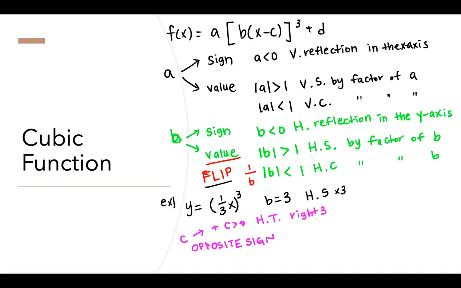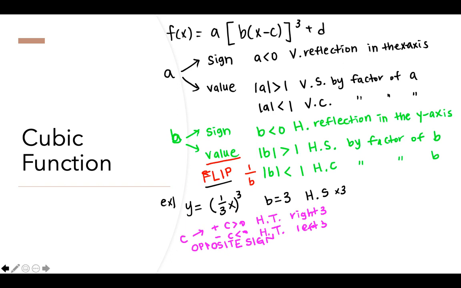However, if c is negative, meaning c is less than 0, then it's a horizontal translation left 3.